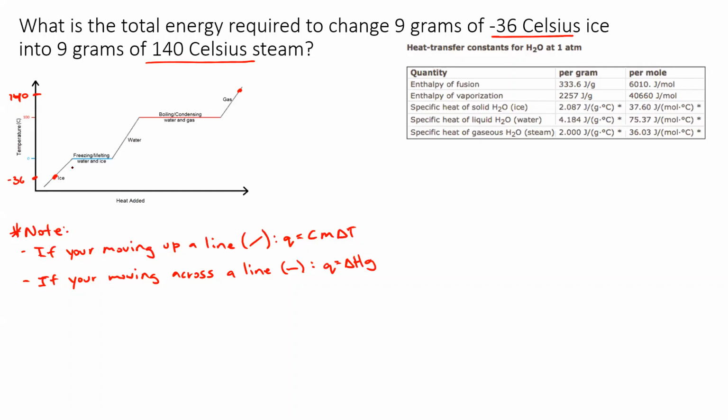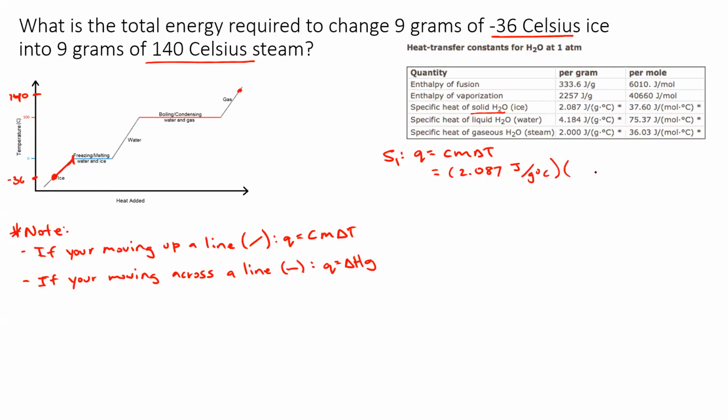Once we start at negative 36, we have to move up and stop at the bridge first. Step one: which equation do we use? Because we're moving up the line, we're going to use Q equals Cmat. What's our C in this case? Because ice is solid, we're going to use the heat capacity of solid H2O, which is 2.087 joules per gram degree Celsius.